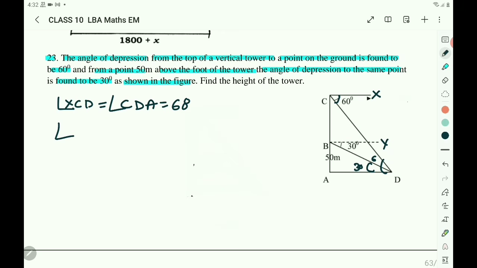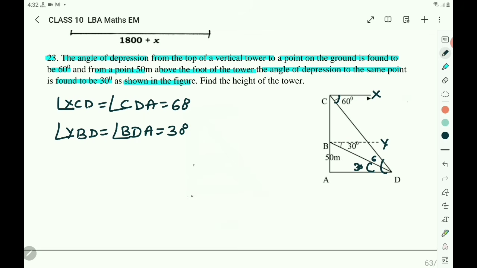Then angle YBD is equal to angle BDA. Both are equal to 30 degree.